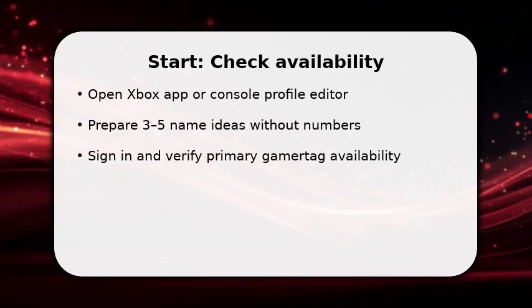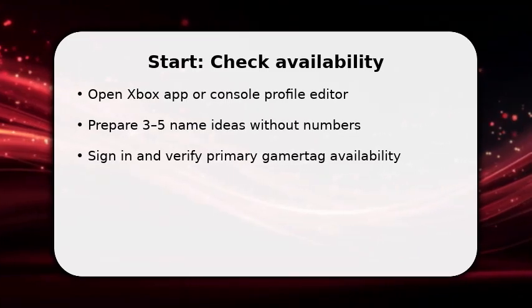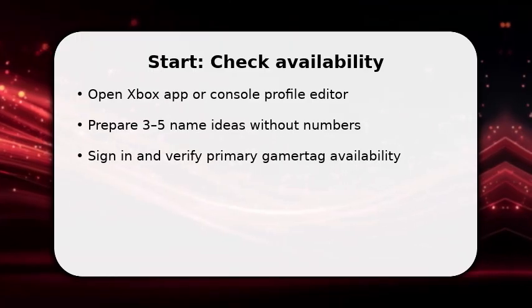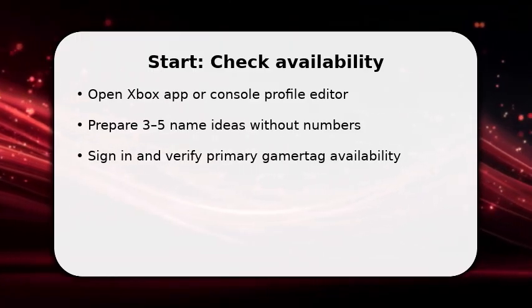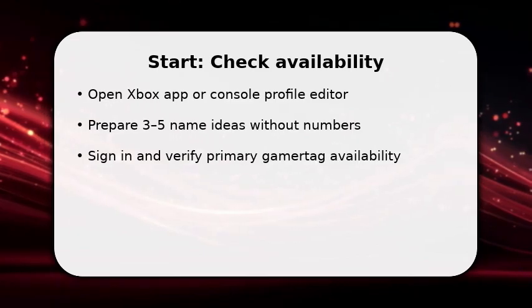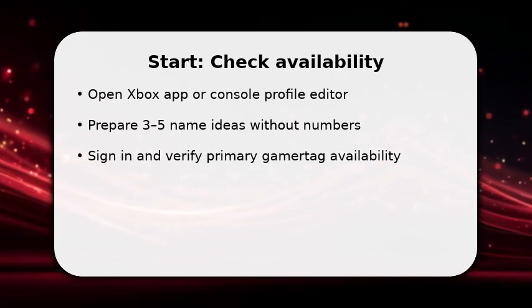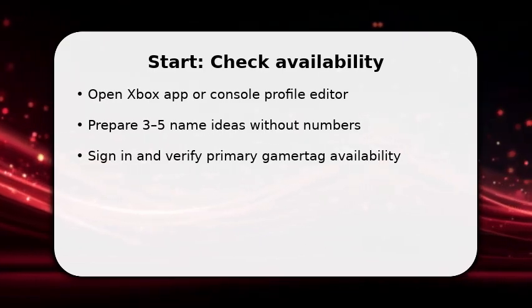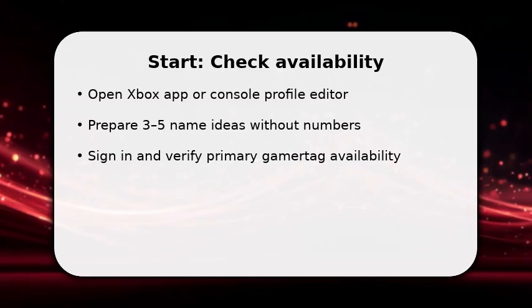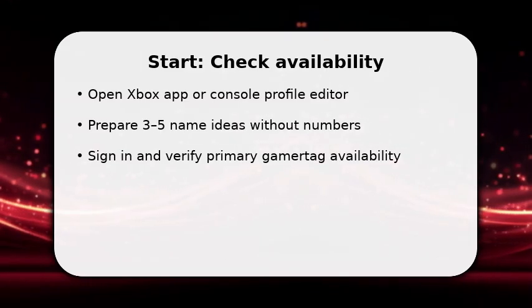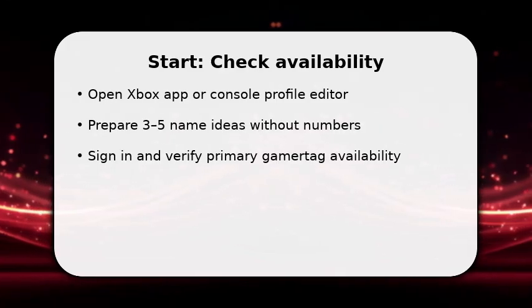You begin by signing in and checking if your desired name is available. Do this on the Xbox app or console. Once signed in, type a clean name without numbers and watch the availability indicator. If the exact name is taken, prepare alternate variants that change spacing, capitalization, or add short words. This keeps the look numeric-free. Make sure to save any current gamer tag details before making changes so you can revert if needed.